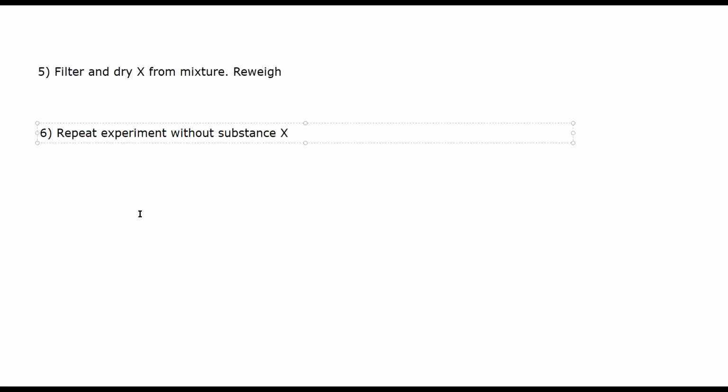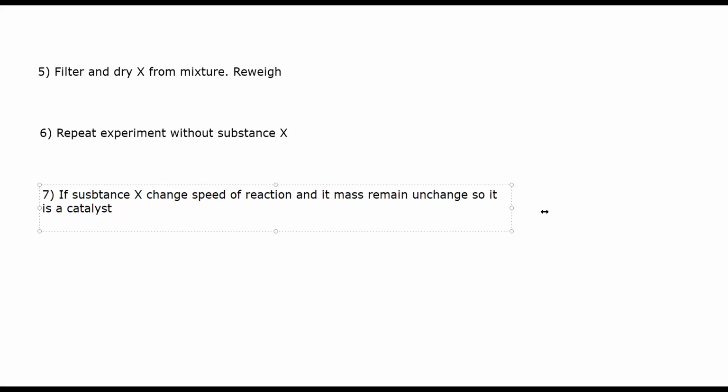And what is the conclusion? How do you conclude this experiment? If substance X changes the speed of reaction and its mass remains the same, unchanged, so it is a catalyst. So this is a paper 6 question, a 6 marks question, to plan an experiment to show a substance X is a catalyst.